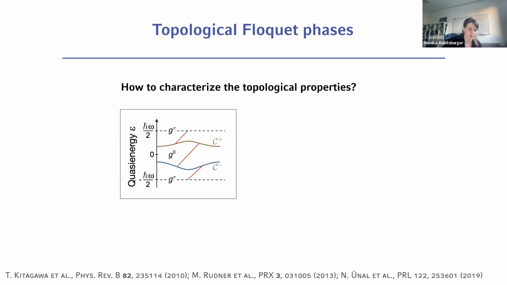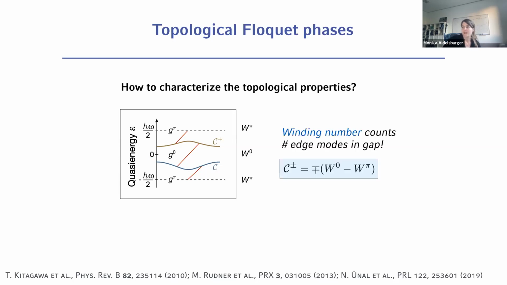I told you computing the Chern number is not enough. Instead, we actually need to compute winding numbers that tell us how many edge modes we have in a specific gap. And from now on, I'm going to actually label these gaps. So I will call the energy gap in the center of the spectrum around zero energy the zero energy gap, and the other one the pi gap, which is between Floquet Brillouin zones.